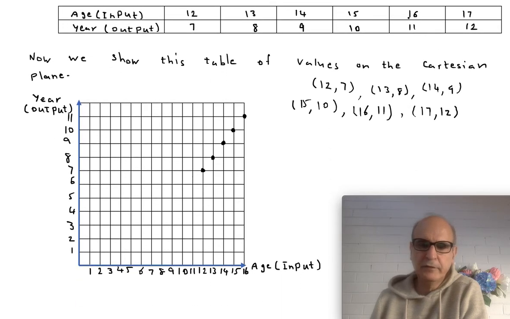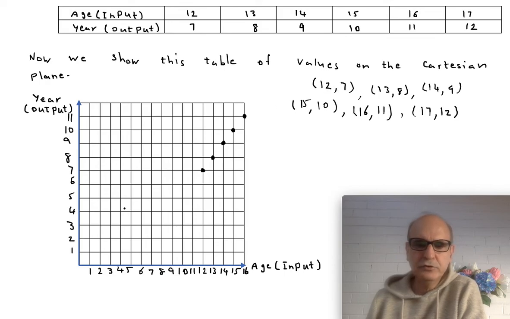So here I've got 16 and 11. That is my x or my input, that is my y or my output. So I go across to 16 and I go up by 11. I haven't shown 17 and 12, but you can extend and show it also. Here I've shown only 5 of them: 1, 2, 3, 4, 5. As I said, this refers to 12, 7.